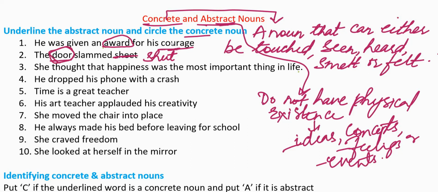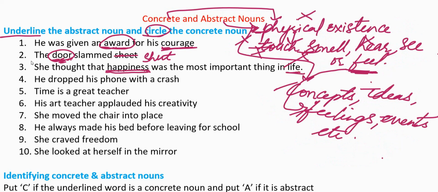In the third example, she thought that happiness was the most important thing in life. We have abstract noun happiness here because happiness is a feeling. You cannot hear it, smell it or see it. Hence it's abstract. And life is a period between birth and death. It does not have physical existence. You cannot touch, smell, hear or see. Hence, life is also an abstract noun.